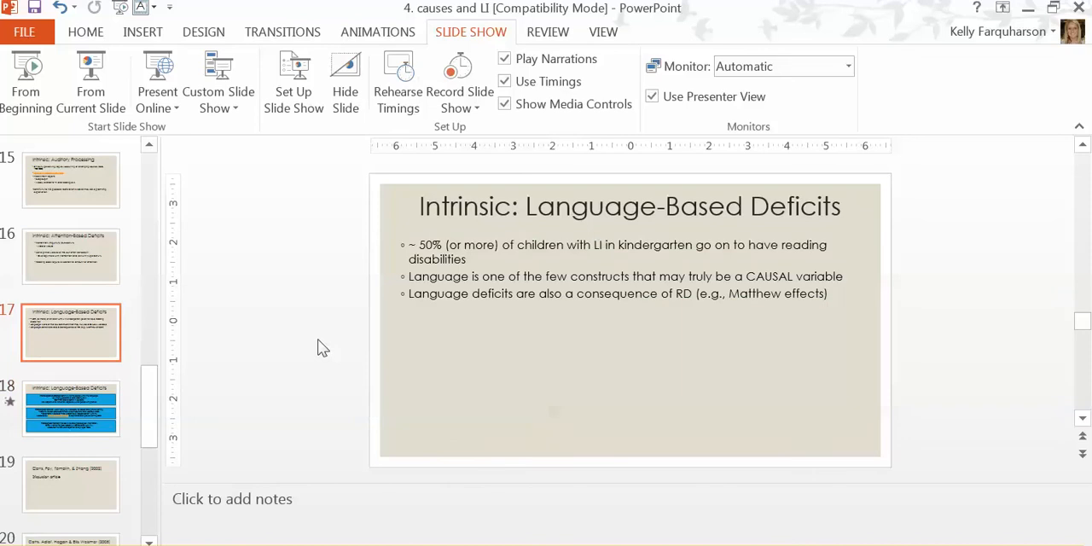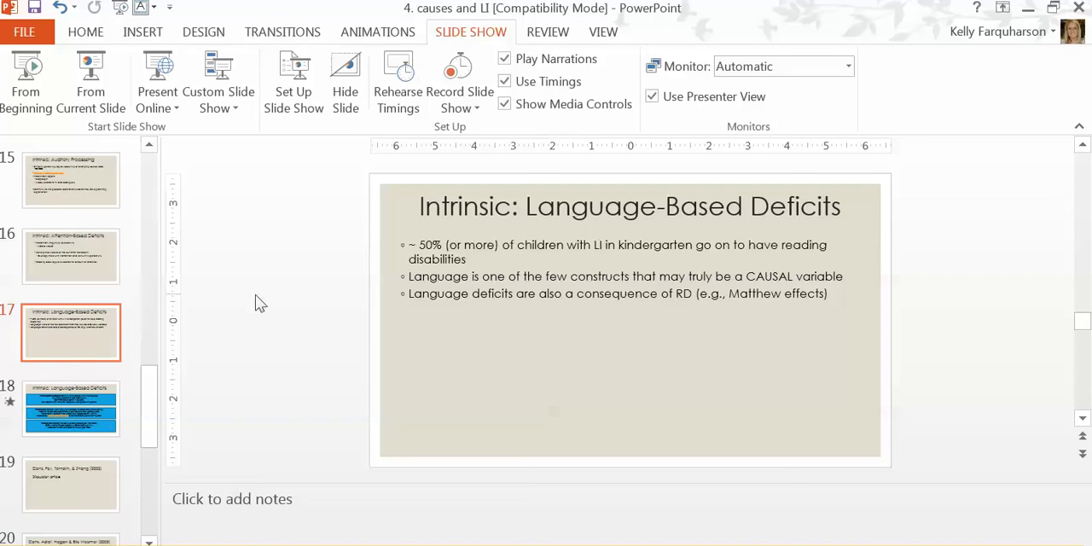So finally, we'll talk about language-based deficits. So as you can imagine, for us, this is a huge aspect to reading disabilities. Approximately 50% or more of children with language impairments in kindergarten go on to have reading disabilities. Language is one of the few constructs that we've reviewed here that may truly be a causal variable for reading disabilities.